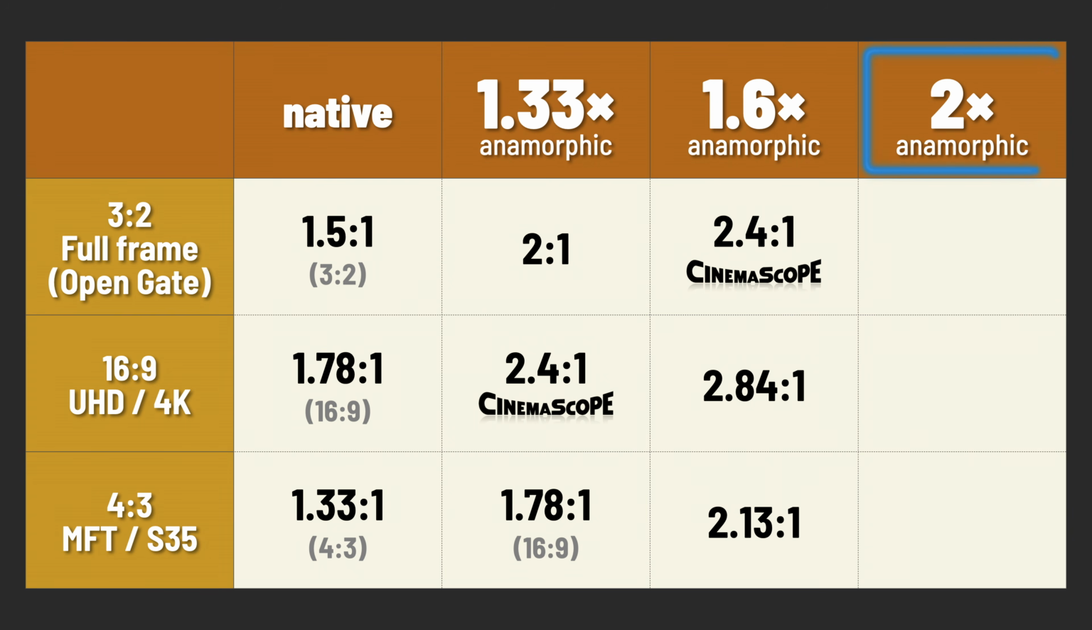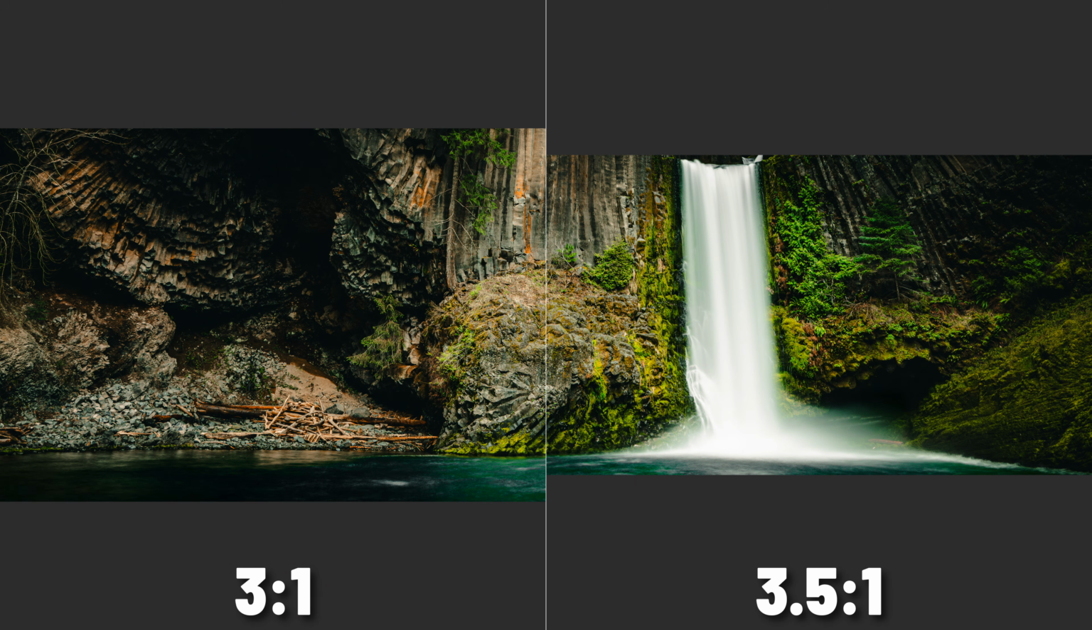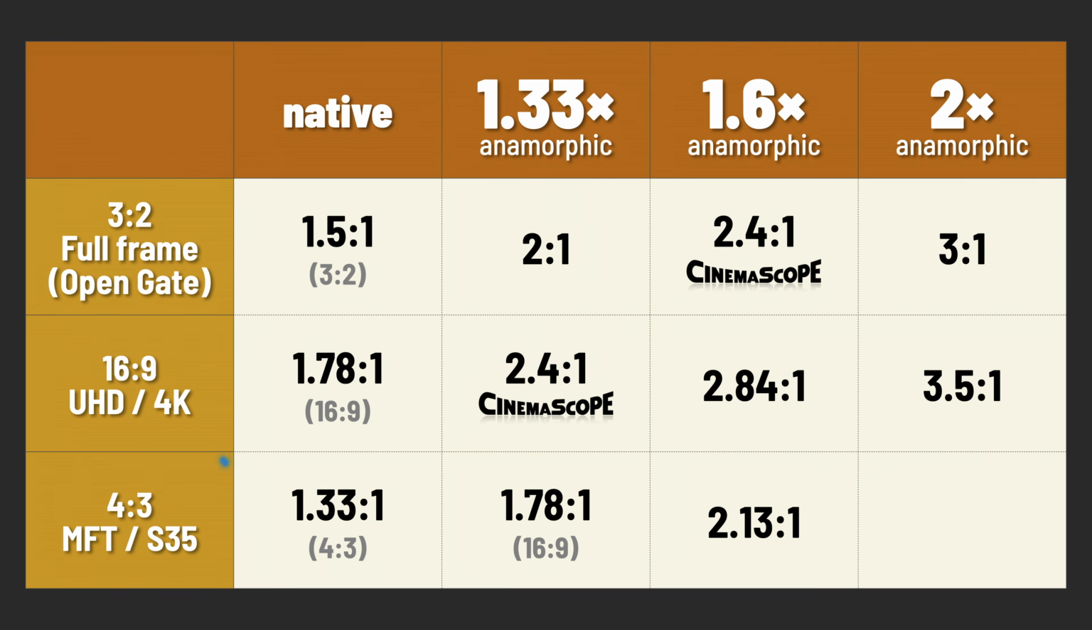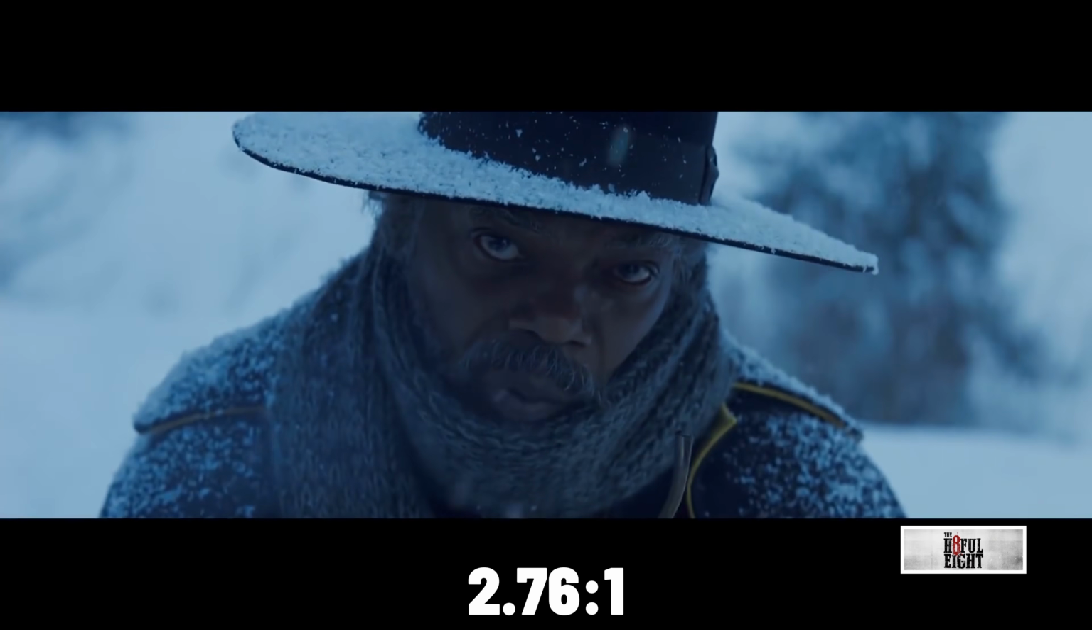Finally, with a 2x anamorphic lens, OpenGate becomes 3:1 and 16:9 becomes 3.5:1, both of which are obscenely wide. It's unlikely you'd ever publish something that wide, but it does give you a lot of room to crop off the sides. However, that Super 35 4:3 ratio at a 2x desqueeze becomes 2.67:1. Sound familiar? That's the Hateful Eight aspect ratio. Got room for one more?